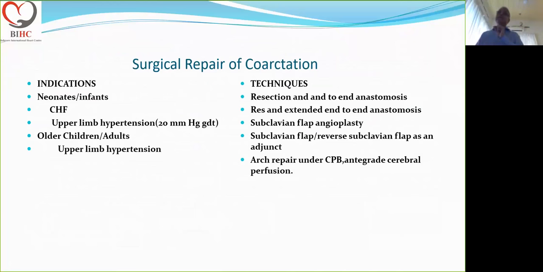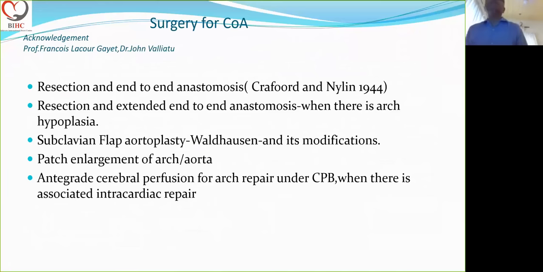And in older children and adults, upper limb hypertension is what? Upper limb hypertension is defined as upper limb pressure more than 20 millimeters higher compared to the lower limbs. Now, we will explain some of the techniques that are used. I should acknowledge the help of my former colleague, Professor Francois, and Dr. John Williams for the images that I'm going to show.